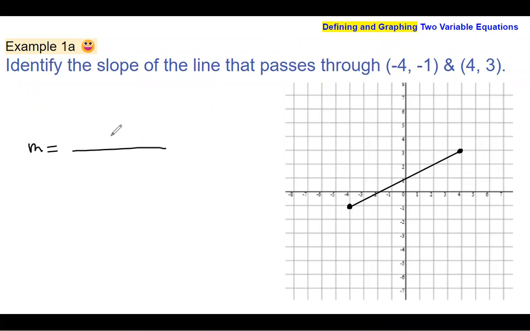I have my slope. I know that my two values are going to be subtracting each other, and now I'm going to identify each point. My first point, (-4, -1), I'm going to make that my x sub 1, y sub 1. My second point, (4, 3), I'm going to make my x sub 2, y sub 2. Okay, now my equation said I was going to subtract which value from which value first.